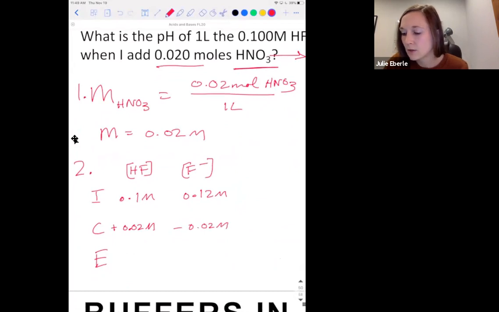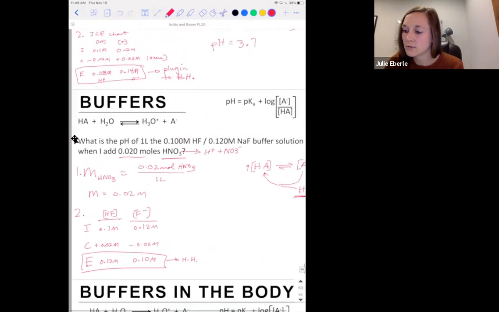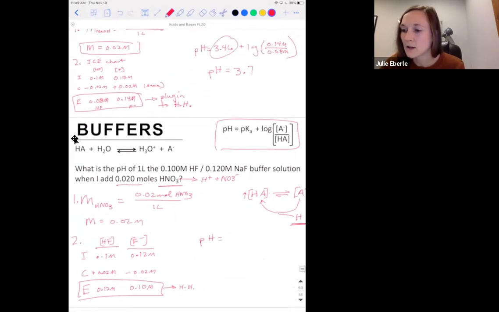And then you calculate your new equilibrium concentrations. For HF, it is 0.1 plus 0.02 this time. For F minus, it's 0.12 minus 0.02, so 0.10. And these are what we plug into the Henderson-Hasselbalch equation to solve for pH. So pH, I'm just grabbing this equation right here. We're just plugging in pH equals, what was our pKa? Has not changed, 3.46. It's what we calculated in the first step.